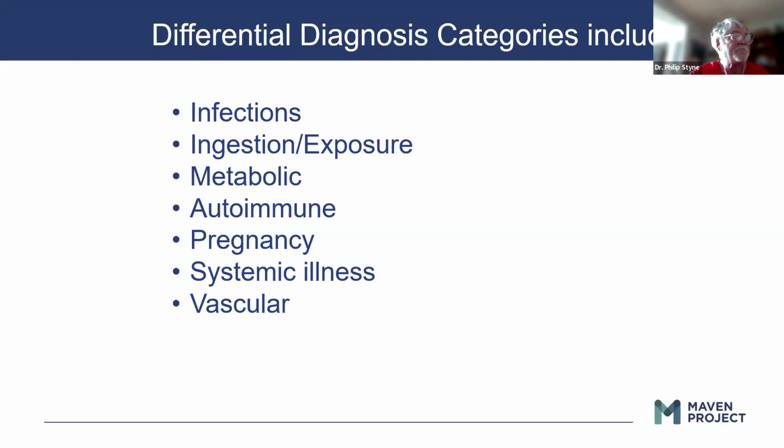Systemic illnesses, we see abnormal LFTs. I'll throw out one just for the fun of it: celiac disease, okay? Thyroid disease. Another one people rarely think of is renal cancer, renal cell cancer.